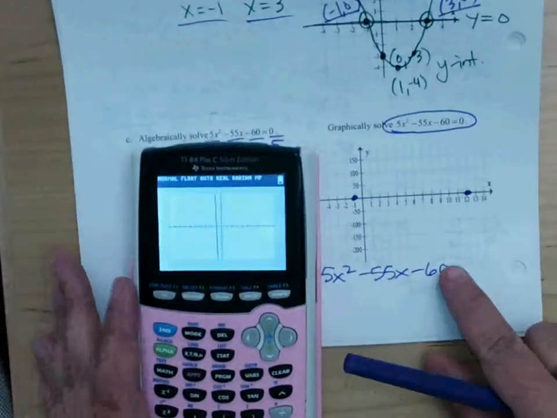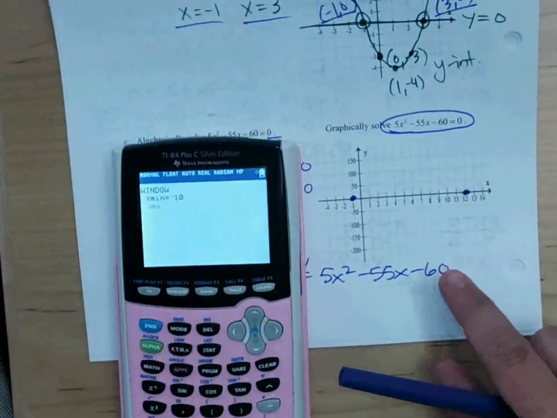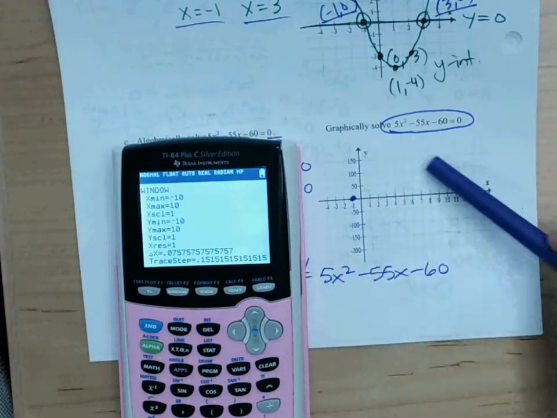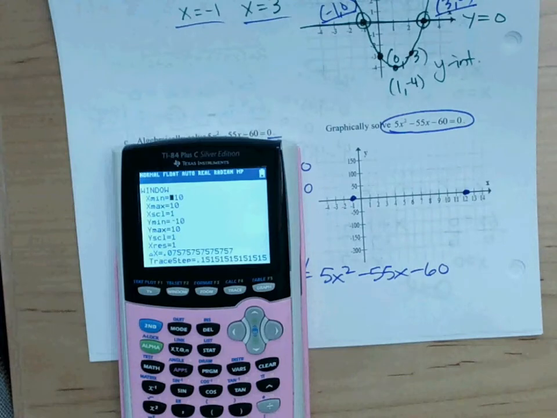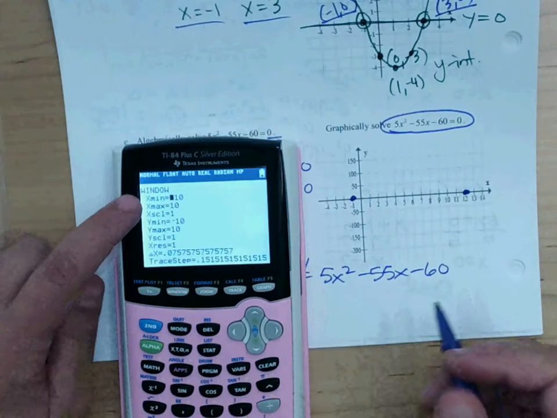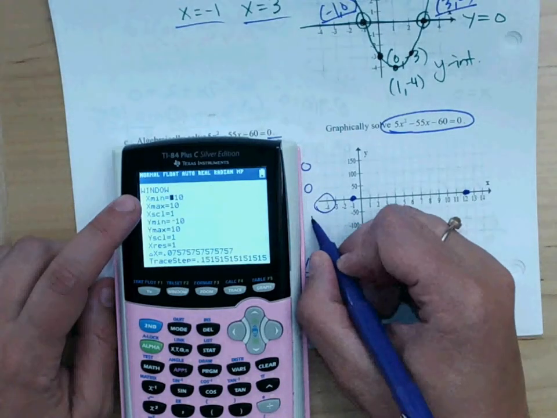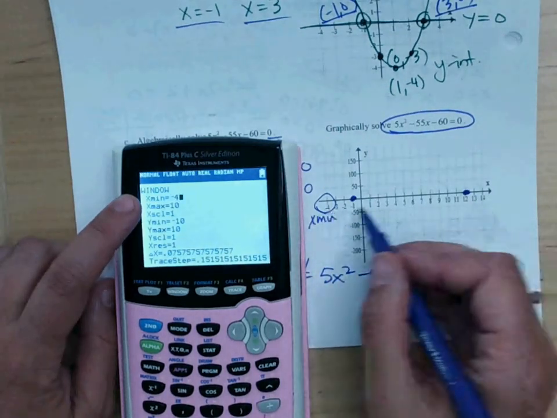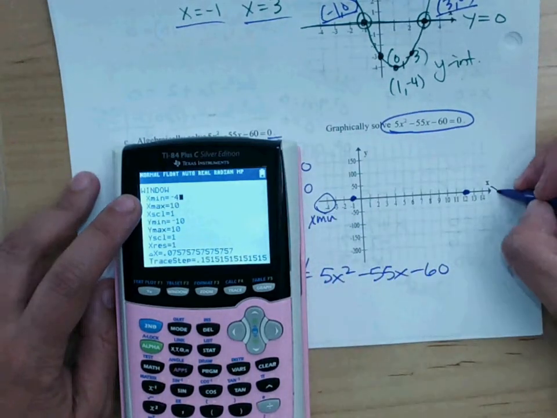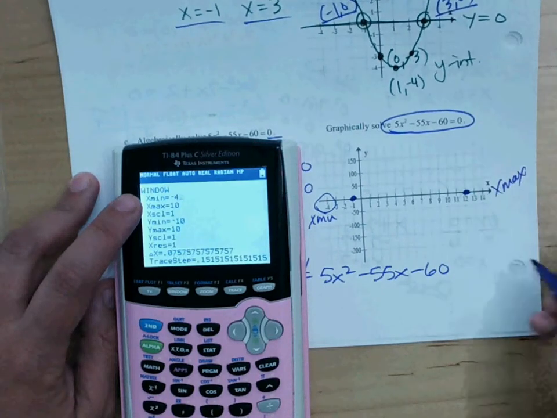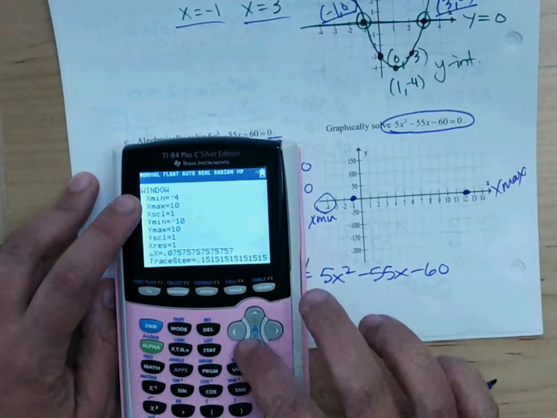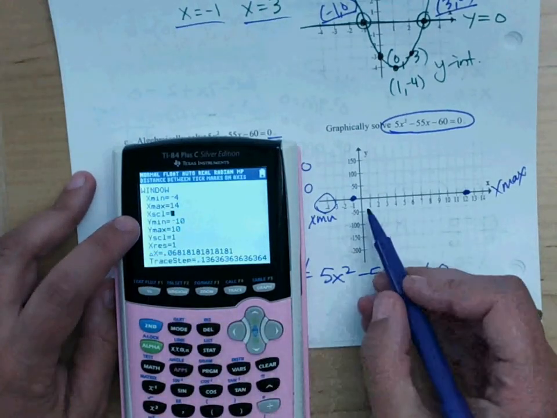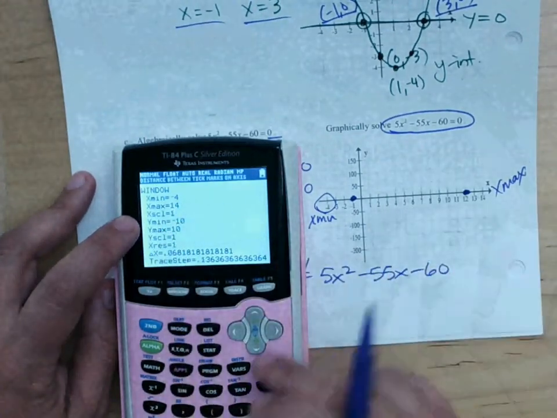So what I'm actually going to do is go to window and customize the window to look just like this window. That means my x minimum is down here. X minimum is -4 on this graph. What's my x maximum? X maximum is 14. Scale just means I'm counting by one. Scale of one, that's fine.